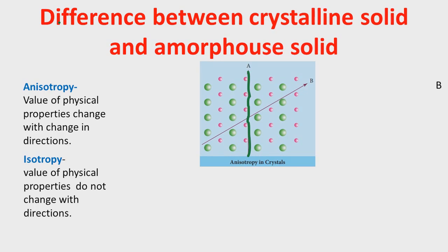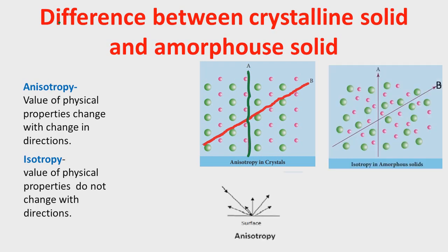kind of particles are available. If we pass the light through B direction, then here different types of particles are available. In A direction, the same kind of particles are available and therefore they have one kind of physical property. If we talk about B direction, then two types of particles are available and therefore there will be a different physical property. It means that in both the directions, because the availability of particles is different, they will show different properties. It means that the values of physical property change with change in direction, that is called anisotropy.